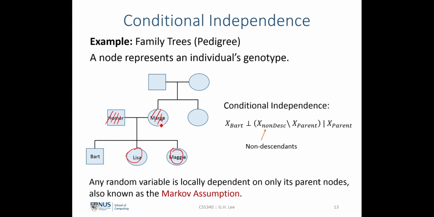It's going to be conditionally independent once we have observed the parents of Bart Simpson, which can otherwise be written into this rule over here. The genotype of Bart is conditionally independent of all the non-descendants of Bart, excluding his parents, given that we have observed his parents' genotype. What this means is that any random variable is now locally dependent on only its parents. That means that if I treat the genotype of Bart as a random variable, it is locally dependent on only its direct parents, and is independent of all the other non-ancestors, excluding its parents, and this is known as the Markov assumption.